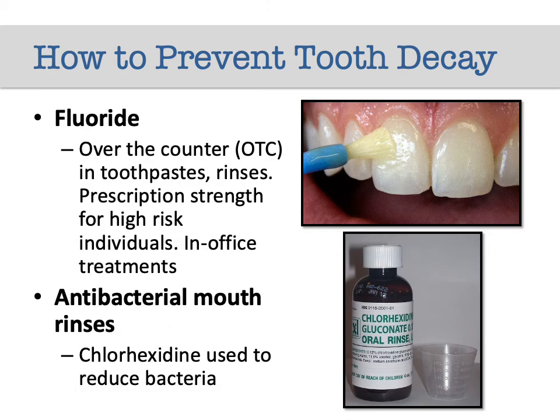We can use fluoride to prevent tooth decay. There are over-the-counter methods, which are in toothpastes or rinses. We can also use prescription strength fluoride for high-risk individuals, and these may include in-office treatments as well as prescription toothpastes and rinses. There are antibacterial mouth rinses, such as chlorhexidine, which is used to reduce bacteria, and that is typically a prescription.